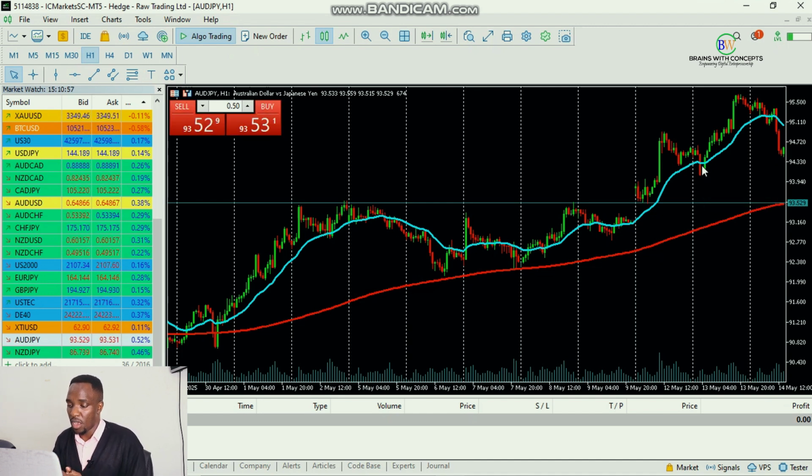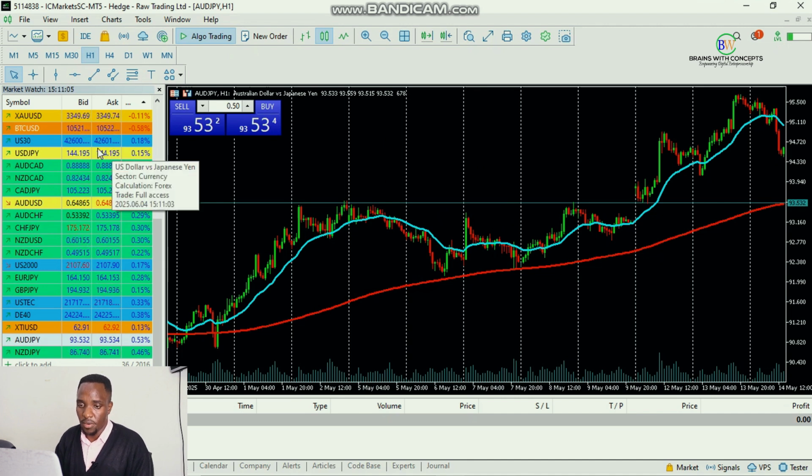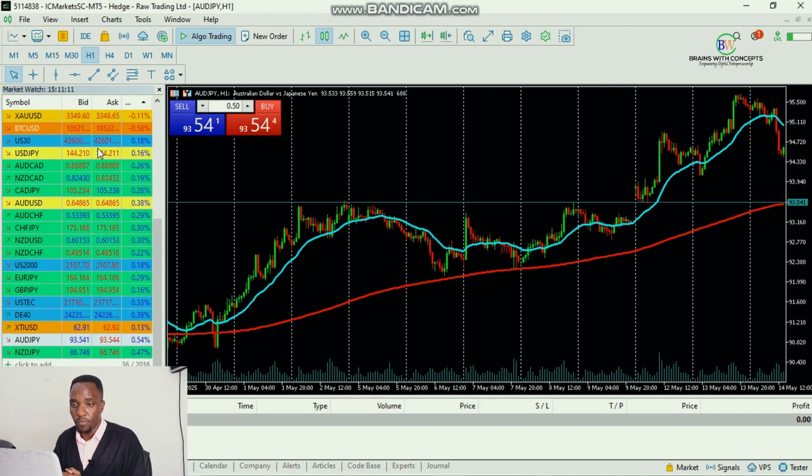Anytime the price is below the 200 moving average and the price pulls back to the 21 moving average, we'll be looking for bearish engulfing, bearish pin bar, and the evening star for our confirmation. Now, how do I take this trade?